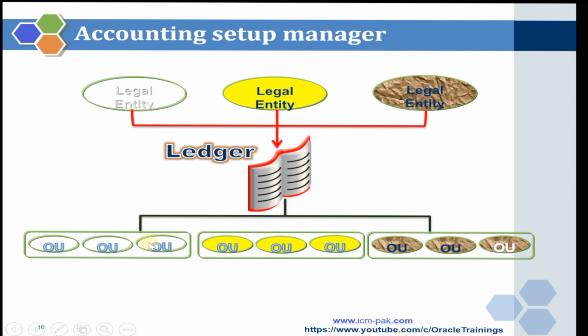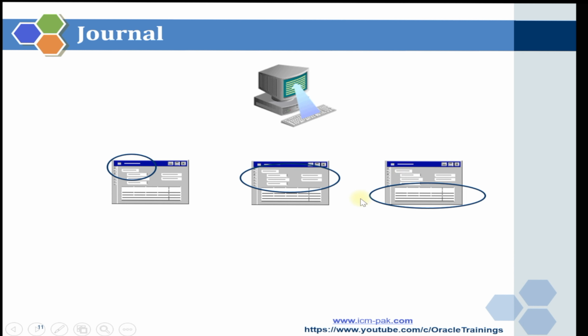For that company there can be more than one operating unit, and like this in another company there can be one or more operating units. So for one ledger there can be multiple legal entities, and for each legal entity there can be multiple operating units. Okay, so now we'll come to the journal ledger.